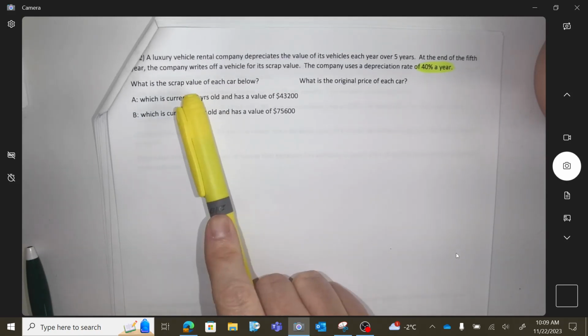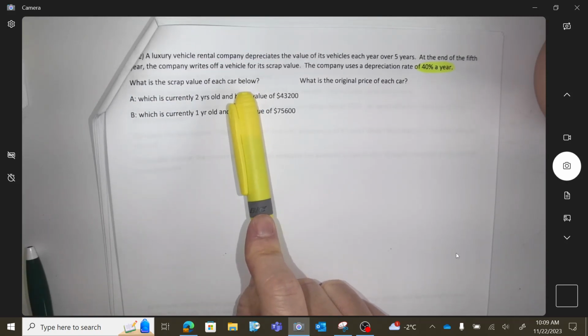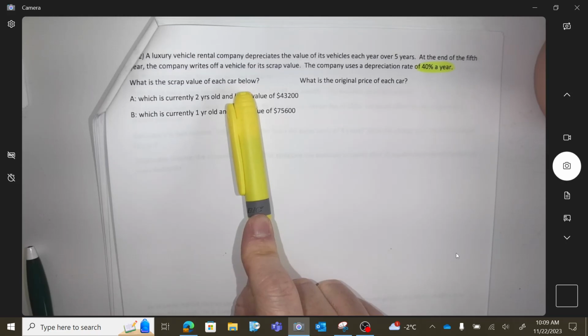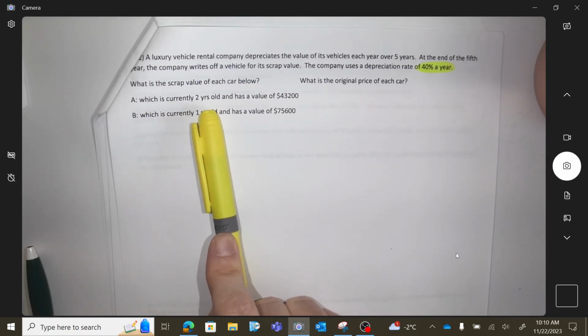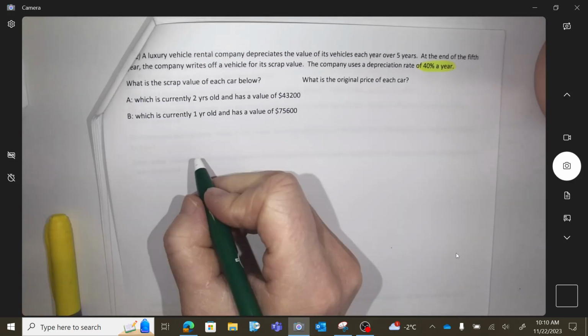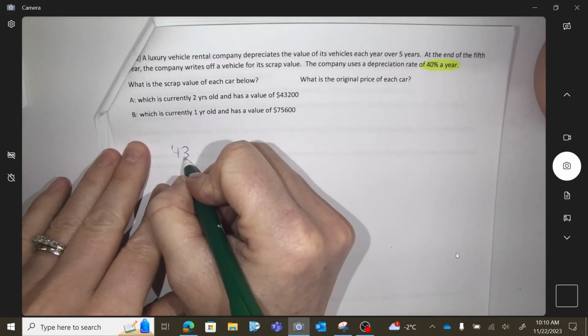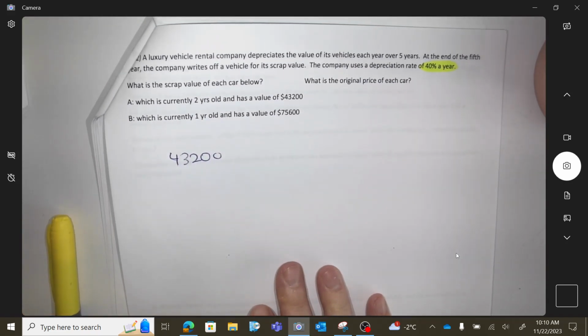So here's what we're doing. We're going to find the scrap value for each car. The scrap value is the 5-year mark. How much is your car worth? So we have a car that is currently 2 years old and has this value. Okay, so 43,200 is the value of it.